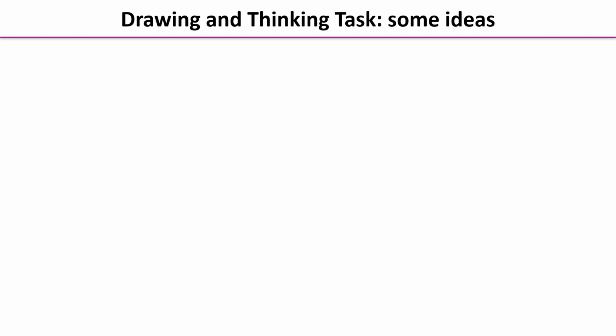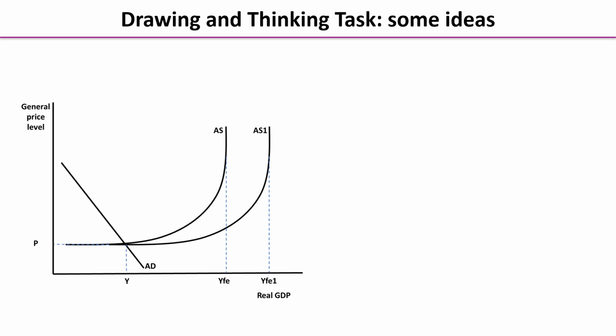Now let's take a look at these two diagrams. We'll start with the one with the large negative output gap. And on this diagram, that's shown as the difference between the actual level of GDP growth at Y, where AD is crossing the initial aggregate supply curve, and the large negative output gap is the difference between Y and YFE, which would be the level of GDP that could be achieved if all resources were being fully used in the economy.